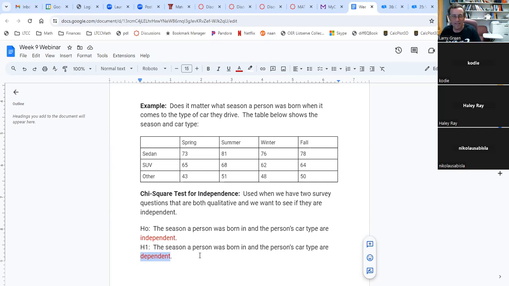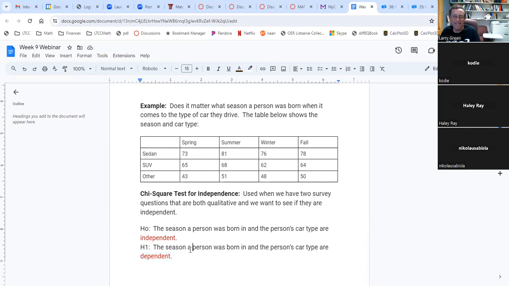Any questions on H naught and H1? And notice that there are no numbers in these in terms of H0 and H1, no symbols, it's a sentence. So again, chapter 11, we're going to have sentences. By the way, a heads up, chapter 12, we'll go back to symbols. So chapter 11 is a special chapter.